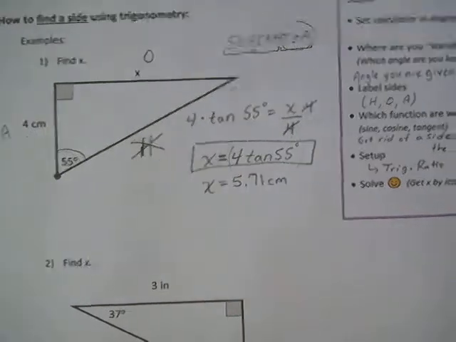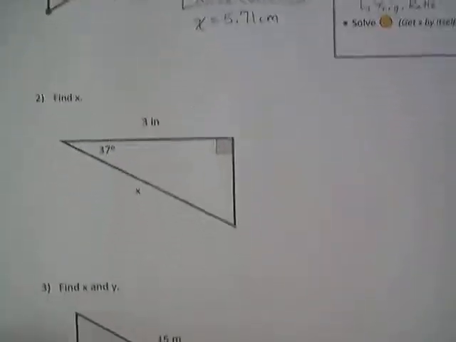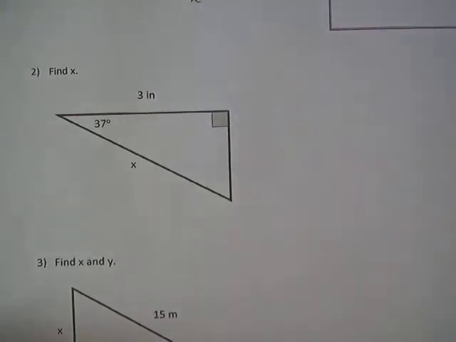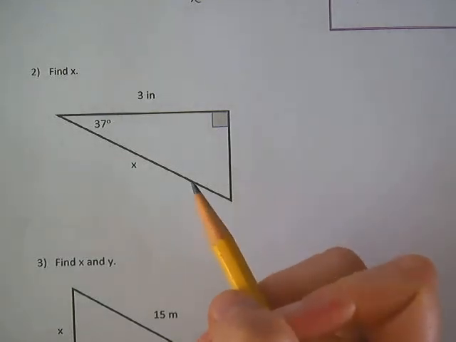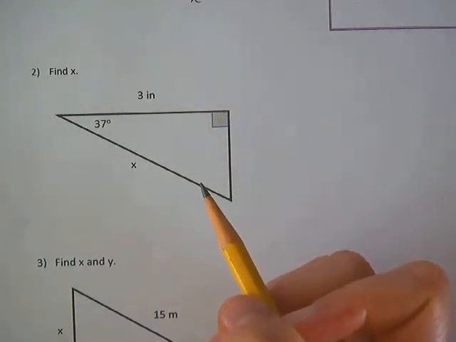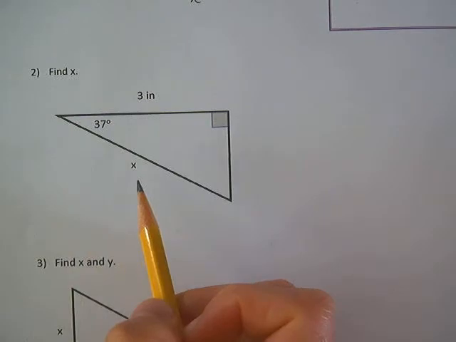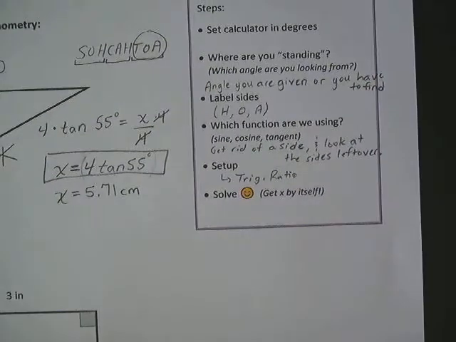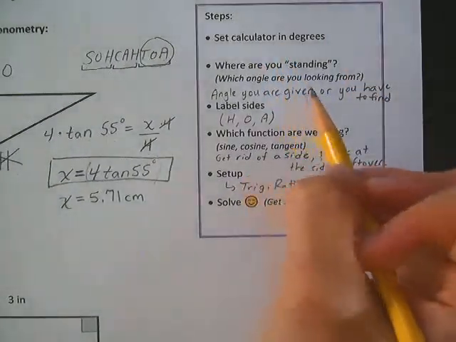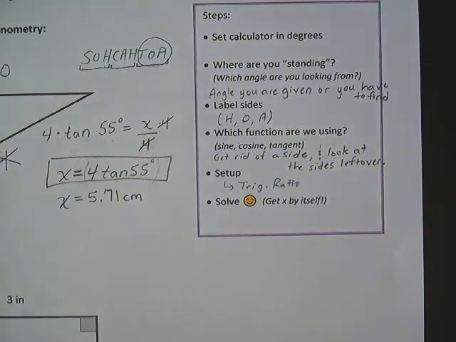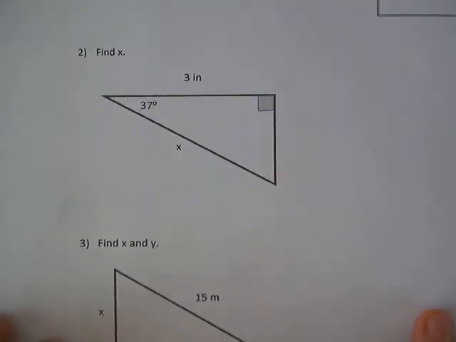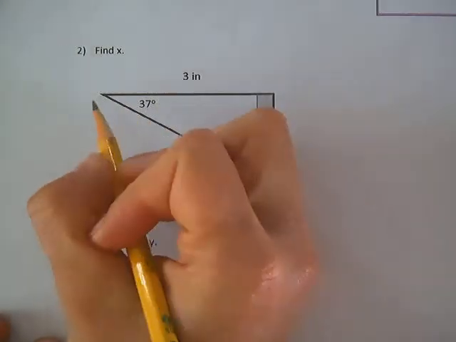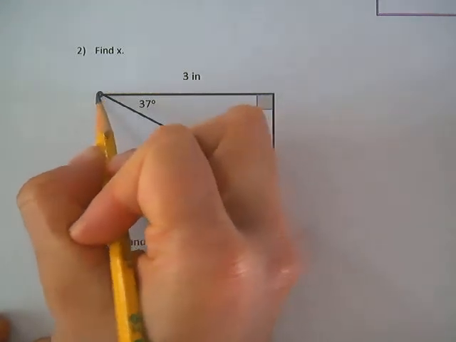All right. So let's do another one. All right. So this one, we have to find the length of this side. All right. Well, first step, we already have our calculator in degrees, so we're good there. Figure out where you're standing. Remember, you're going to stand at either the angle that you're given or the angle you have to find. So if you look at this triangle, the angle that we're given is the 37 degrees. So we're going to stand there.